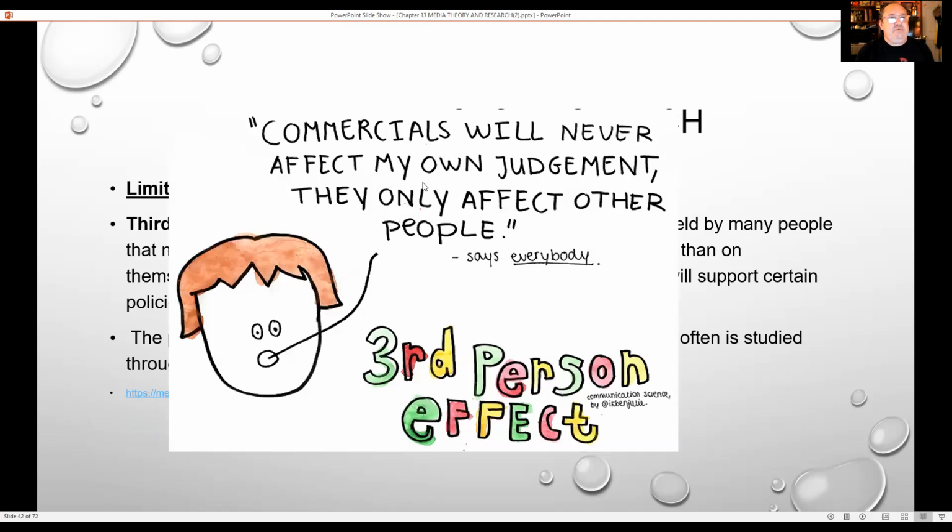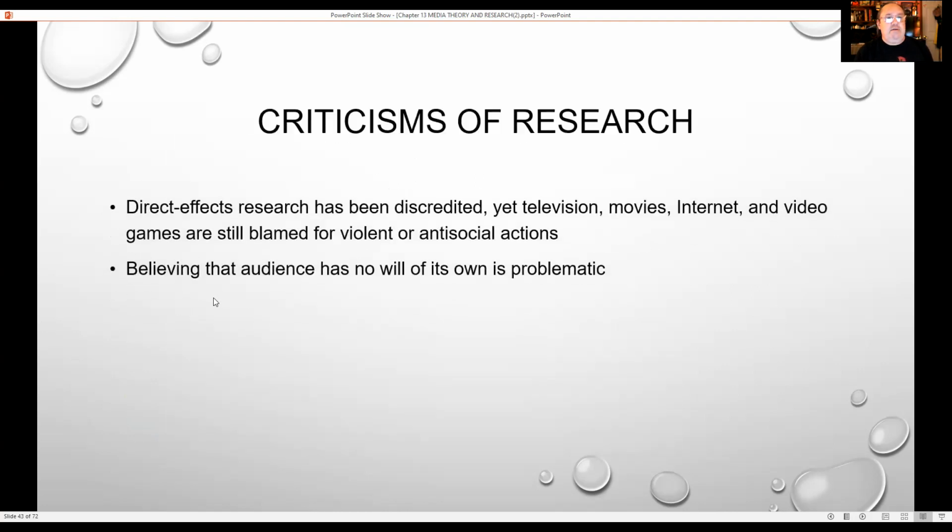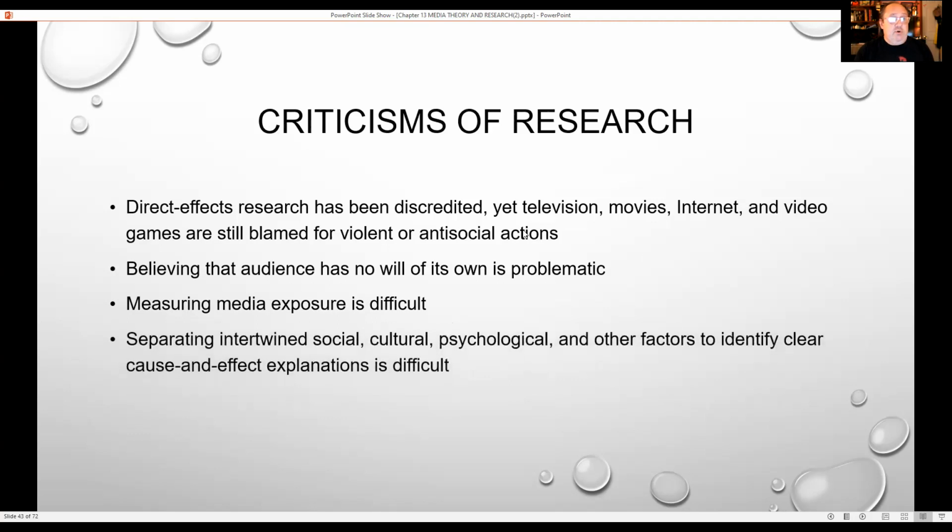Commercials will never affect my own judgment. They only affect other people, says everybody. Direct effects research has been discredited, yet television, movies, internet, video games are still blamed for violent and antisocial actions. Believing that audience has no will of its own is problematic. And measuring media exposure is difficult. These are criticisms of this research. Separating intertwined social, cultural, psychological and other factors to identify clear cause and effect explanations is difficult. Examining the wrong dimension of the communications process is possible.